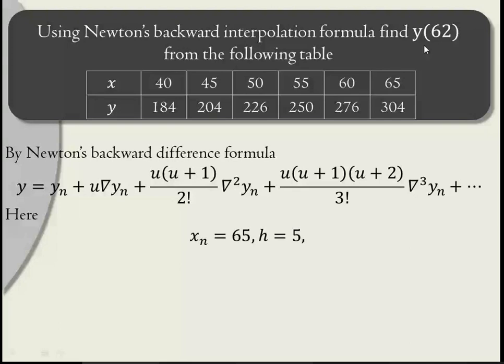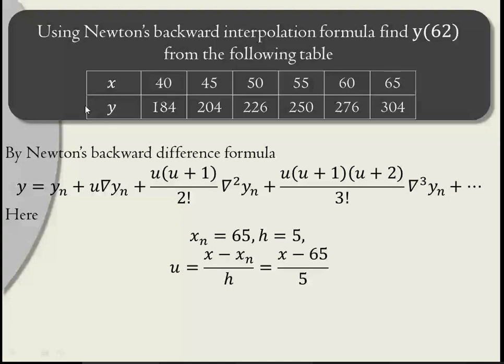So u will be x minus xn divided by h. Forward is x minus x naught by h, backward is x minus xn divided by h. So it will be x minus 65 divided by 5. So we have to put the value of x into it. We need to know all these backward differences. So we have to prepare a table exactly the same way as we prepare the table for forward difference. In the same way we can construct a table for backward differences.